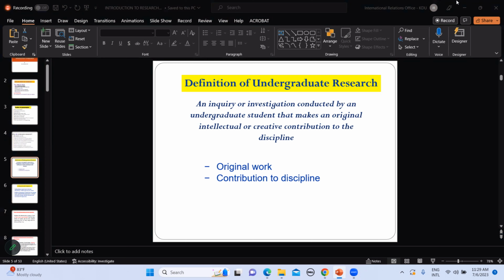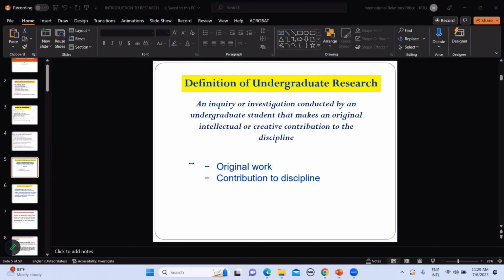Original work, contribution to the discipline. Discipline means you are ICT, right? Contribution means new knowledge, students, right? So that is the investigation. Investigation means search. Students, let me write something for you, right?